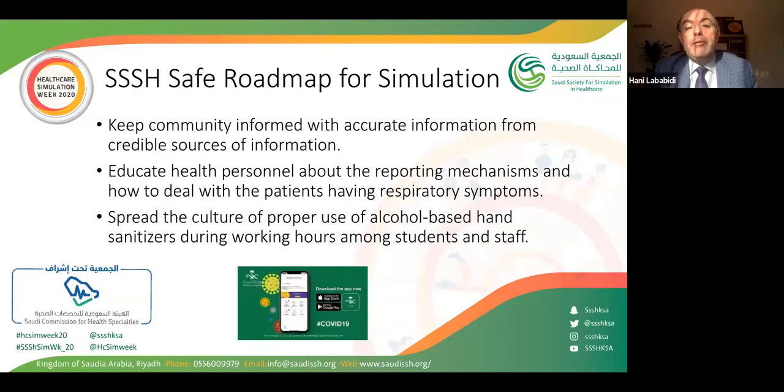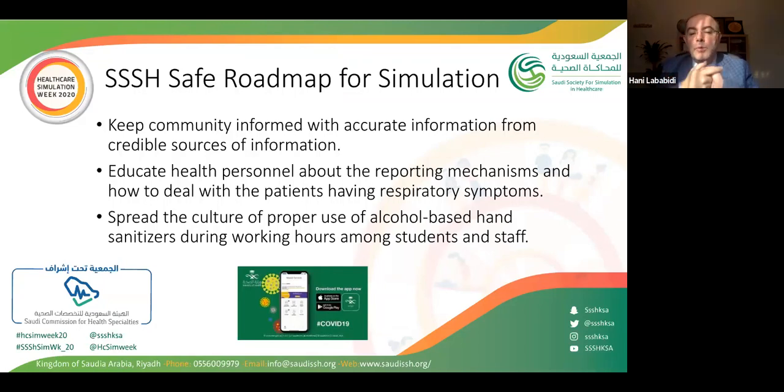And you need to keep the community informed with accurate information from credible sources. Now, because of COVID, every day there is new information, and some of this information is false. So please, we need credible information. And again, refer to the Ministry of Health; there are apps on smartphones and on computers, all available. And we need reporting mechanisms, and we should be very transparent whenever someone has symptoms, and spread the culture of proper use of alcohol-based hand sanitizer.